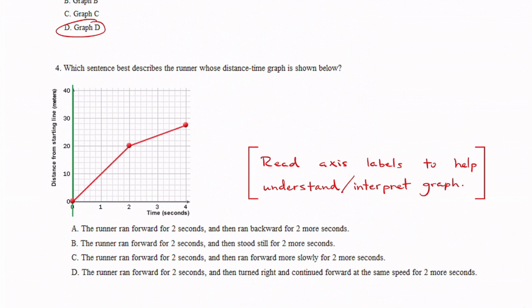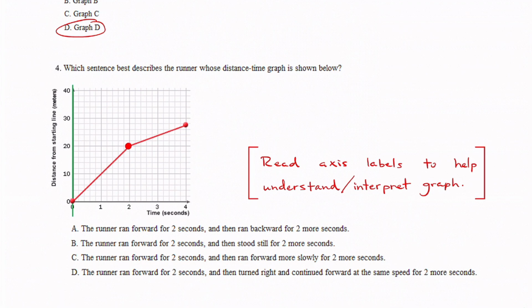So again, we have time on the horizontal axis. Time should always be on the horizontal axis if time is involved. And then we have distance on the vertical axis. So I can see we started at a position of 0 meters from the starting line. That means we're on the starting line. And then as time moves forward, our distance is going up. So we are getting farther from the starting line.